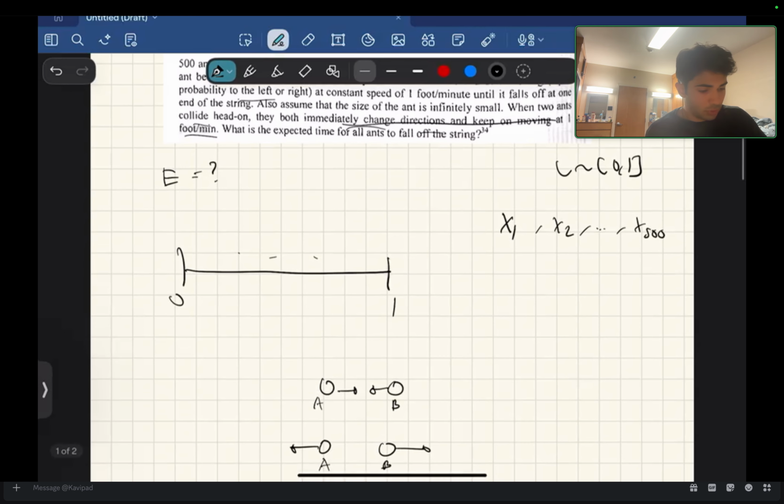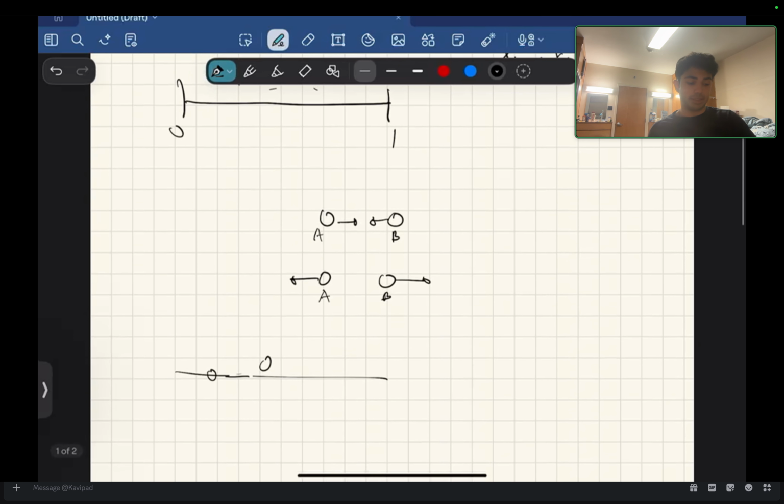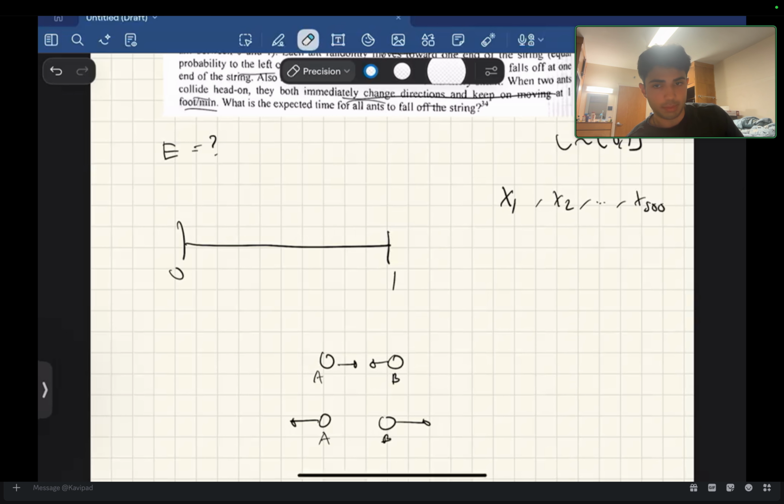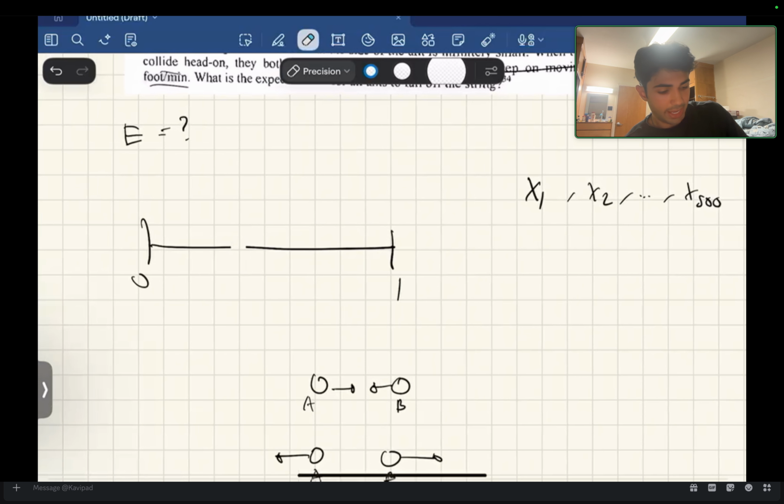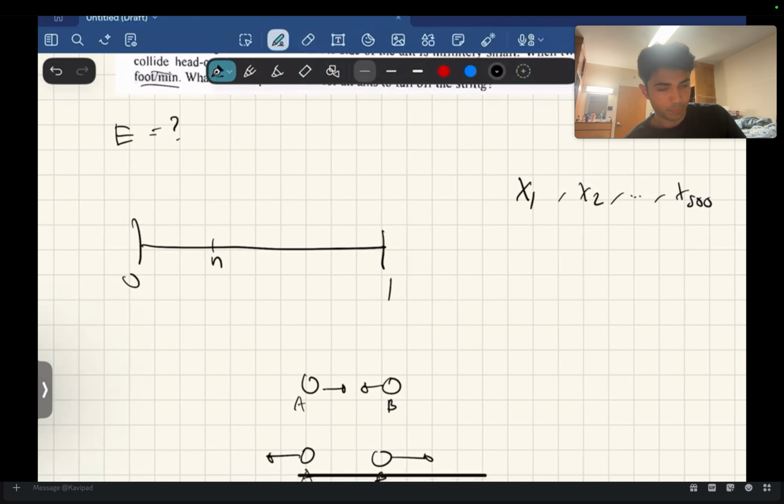The next portion that's trying to throw you off is the going to the left or to the right. So what's happening here is, let's say there's some ant placed at n, and it goes to the left. The time it takes for it to fall off will be n minutes, because it's 1 foot per minute. So it's placed there, going to the left. What if it went to the right? If it went to the right, it would take 1 minus n.